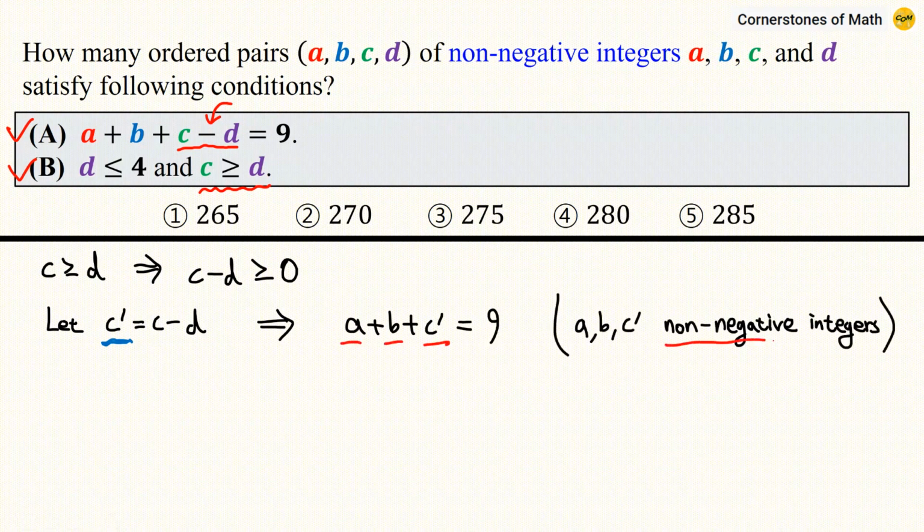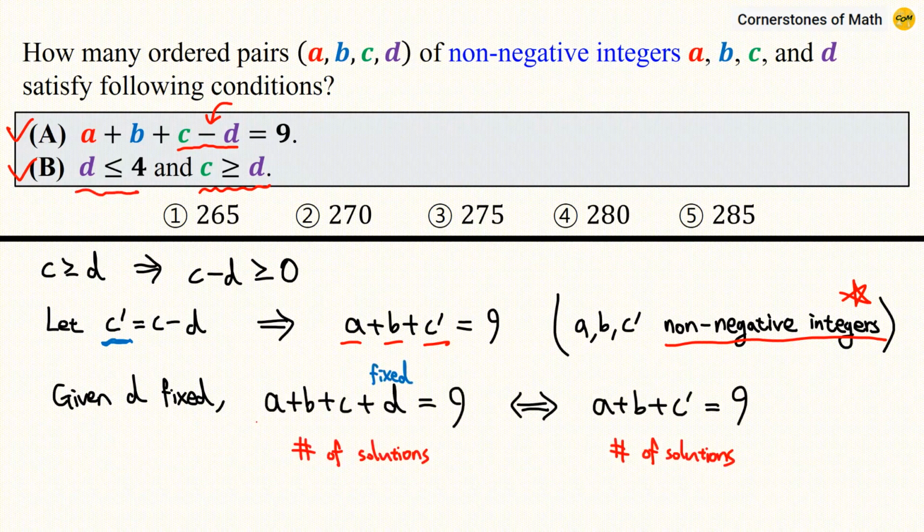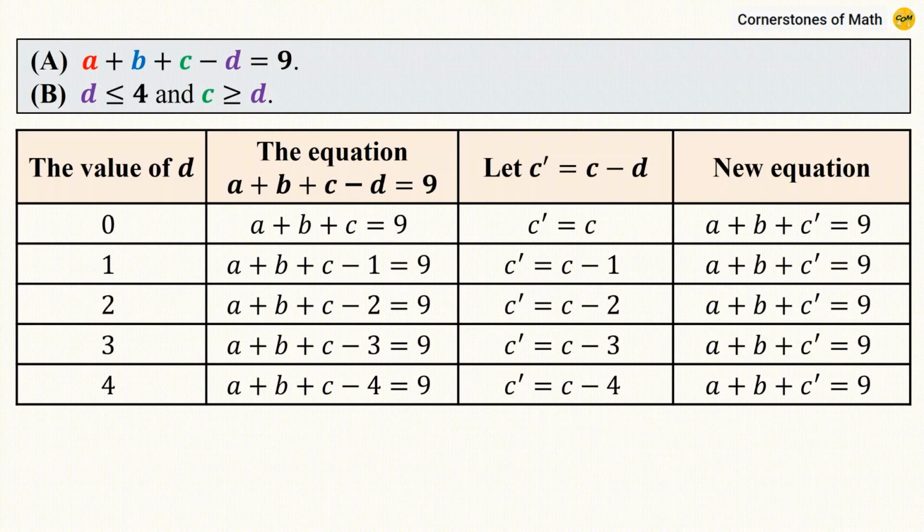prime are non-negative integers. Therefore, if the value of d is fixed to some value that satisfies this condition, then finding the number of non-negative integer solutions of the original equation is equivalent to finding the non-negative integer solutions of a plus b plus c prime equals 9. More specifically, the cases look like this. So from this condition, the possible values for d are 0, 1, 2, 3, and 4. And when d has these values, the original equation becomes these.